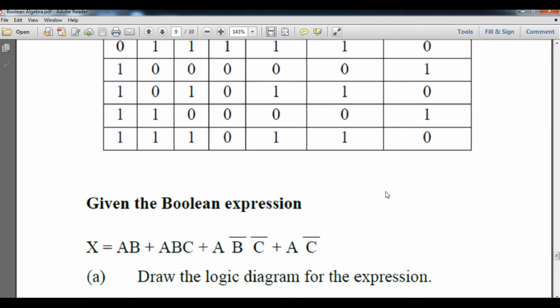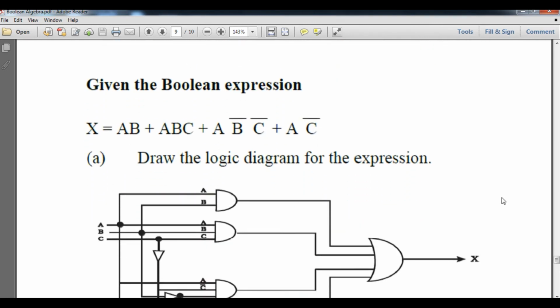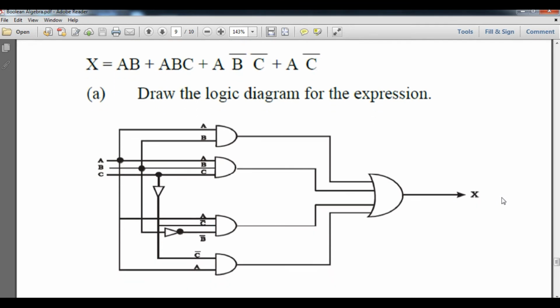So you can see that the expression is X equals AB plus ABC plus A dot B bar dot C bar plus A dot C bar. So in this condition, what are we going to do? Simply we are going to draw the circuit with the help of this particular diagram.